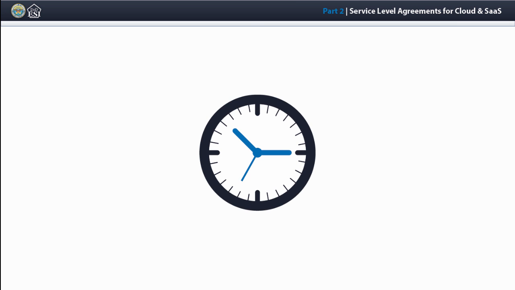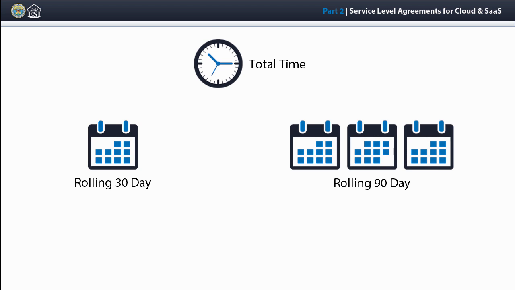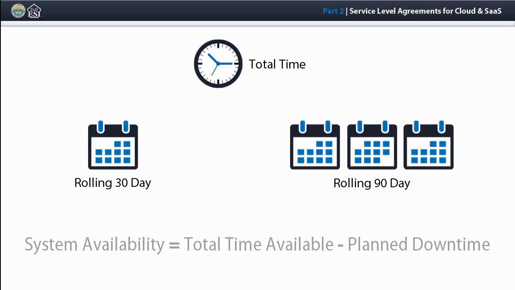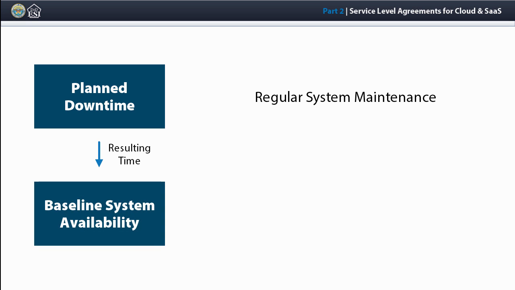A system performance SLA is usually expressed as the percentage of time the system needs to be available. That percentage is calculated by starting with the total time in a given time period, usually a rolling 30-day period or a rolling 90-day period, often expressed in minutes. Then, the amount of known or planned downtime is subtracted from the total time. Planned downtime is the time set aside for regular system maintenance. The resulting time is known as the baseline system availability.